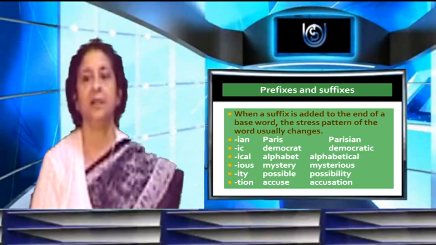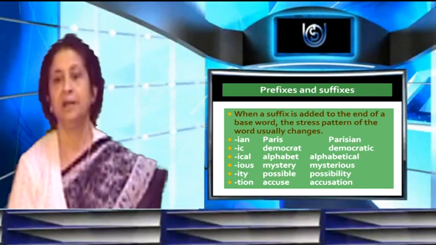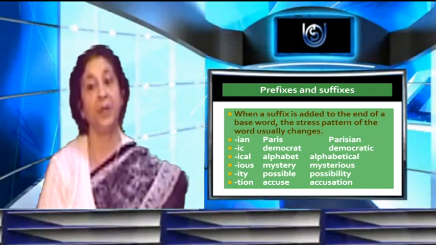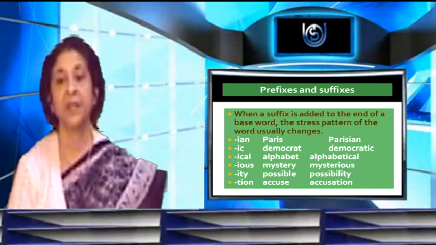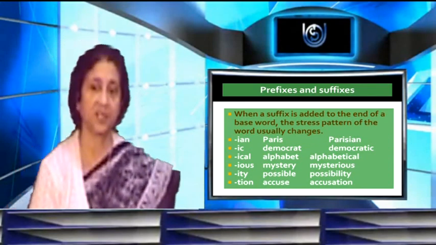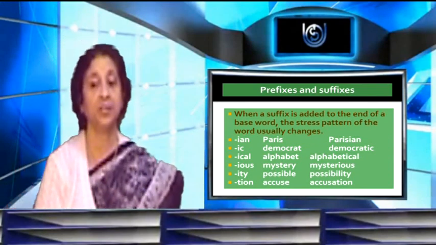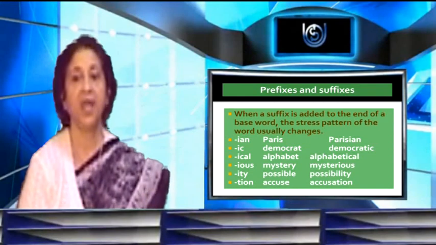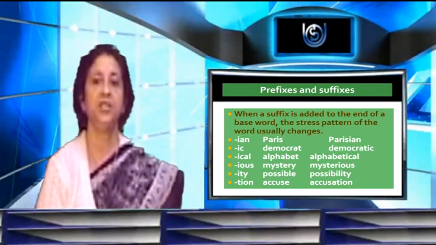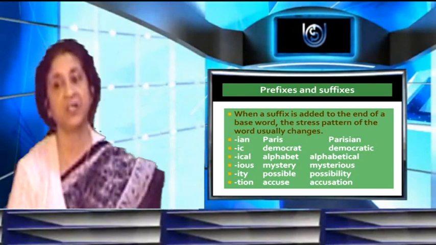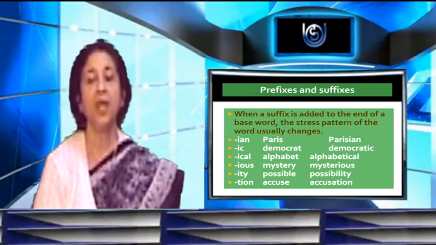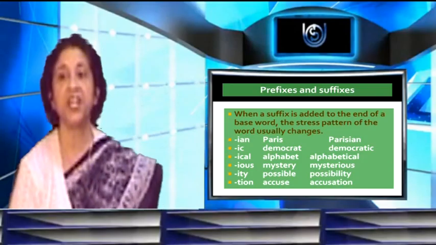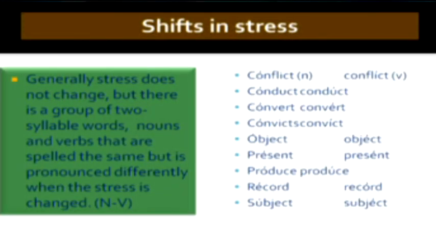Now alphabet, alphabetical. ICAL is put after alphabet. So all these are suffixes. Mystery, mysterious: IOUS. Possible, possibility: ITY. Accuse, accusation: TION. These are all suffixes, and they change the meaning also, and the pronunciation is also changed. Now you just see where the shift is in the stress. Some examples are there in front of you.